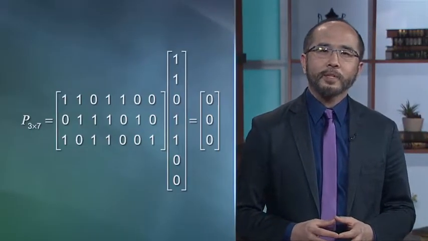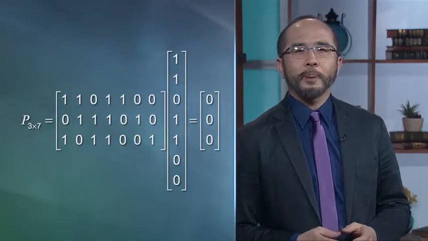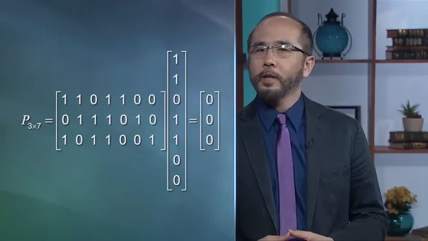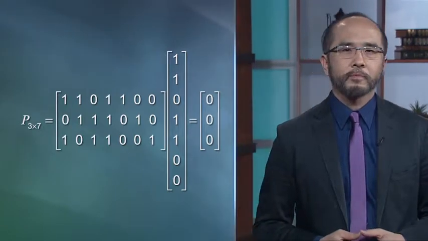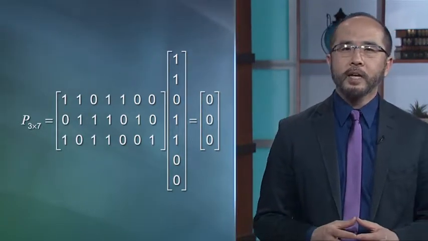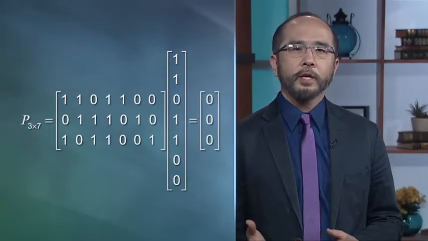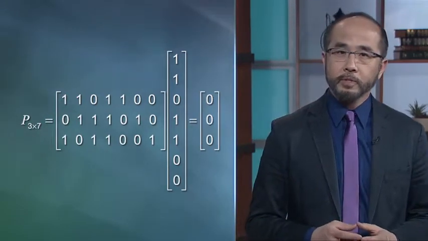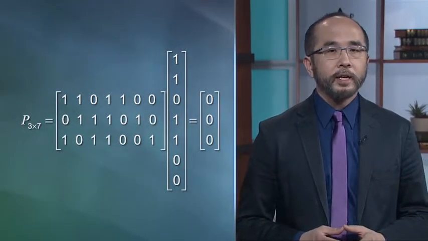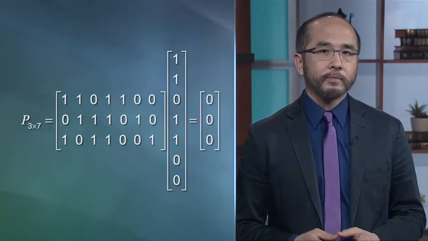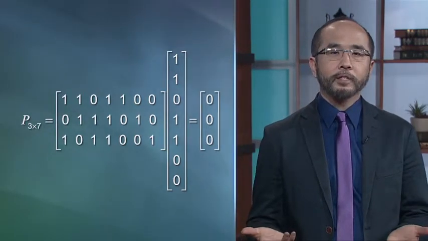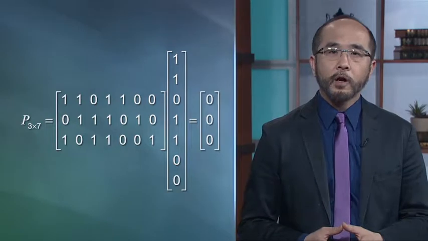Let's see what it does with the code word we generated earlier, 1101100. If you multiply P times this column vector, you will get the column vector 0, 0, 0, which shows it is a valid code word. And indeed, it came from the message vector 1101, as we saw earlier.